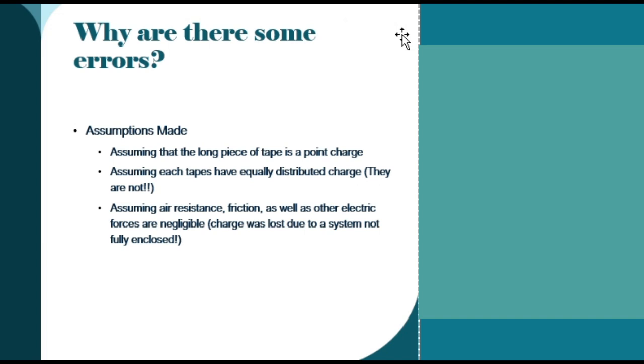There were obvious assumptions made when we were doing this experiment. I assumed that the long piece of tape is a point charge, and in reality, it is not. The charges are distributed throughout the tape. I also assumed that each tape has equally distributed charge, and the chances are they might not. I also assumed air resistance, friction, as well as other electric forces in the surroundings basically did not exist. And therefore, the charge was lost, probably due to a system that's not fully enclosed.